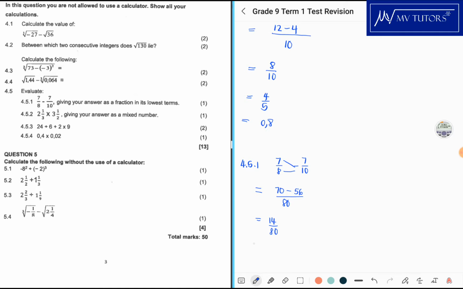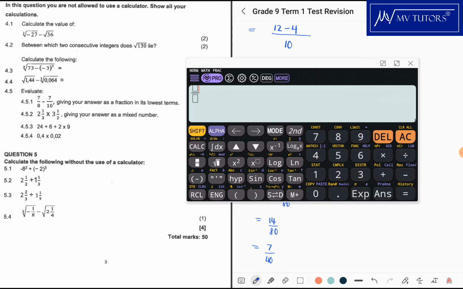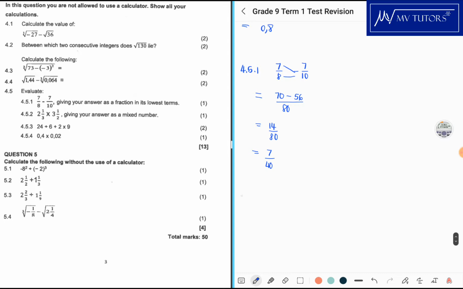If I were to simplify it, 2 is probably the highest common factor. So 14 divided by 2, that's 7, and 80 divided by 2, that is 40. Otherwise, you could have just done it on the calculator. It's 1 mark. I would suggest you use the calculator because you're going to save time. But in the event of not having a calculator, at least then you would know how to calculate it. So you can see there it's 7 over 40. Okay, then 4.5.2.